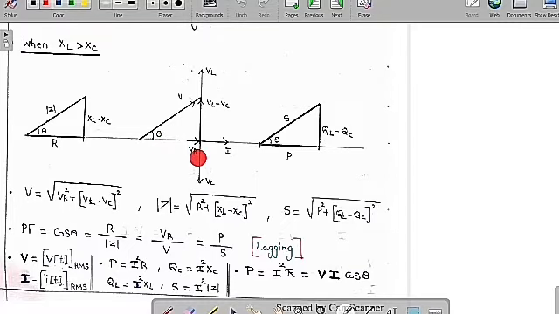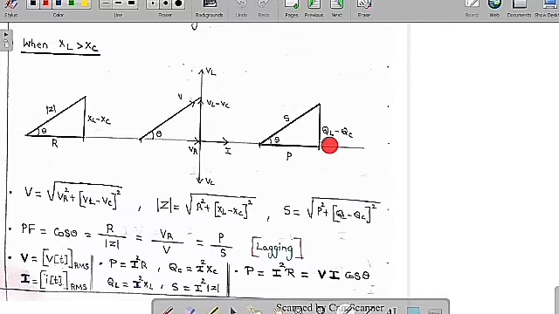Suppose you multiply by I on each side, we get VR into I, which is called P, whereas VL into I minus VC into I is called QL minus QC. And here V into I is called the complex power S. By using the Pythagoras theorem, V is equal to the square root of VR square plus (VL minus VC) whole square. Similarly, mod Z is equal to the square root of R square plus (XL minus XC) whole square. Similarly, S is equal to the square root of P square plus (QL minus QC) whole square.